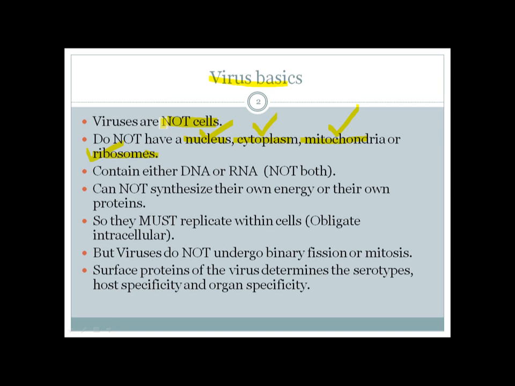So viruses are not cells. Human cells contain DNA inside the nucleus and different types of RNA in the cytoplasm, and both of them are present. But in a virus, you get either a DNA or an RNA, but never both. That's an important difference between a normal cell and a virus.